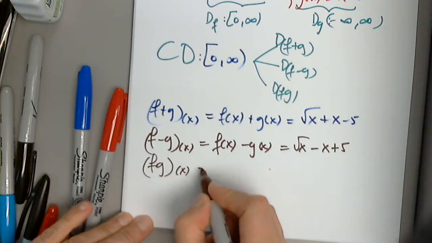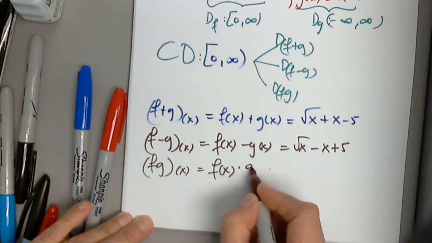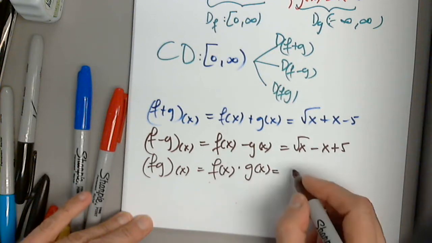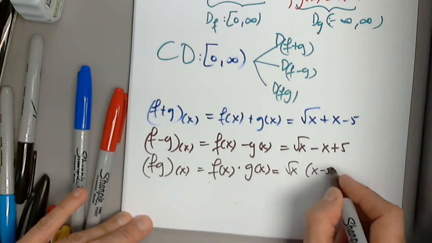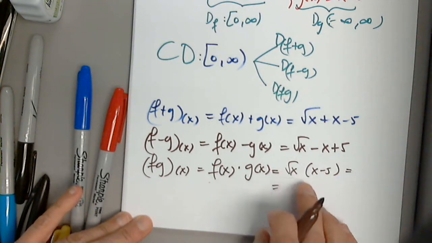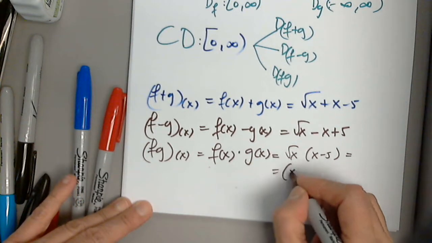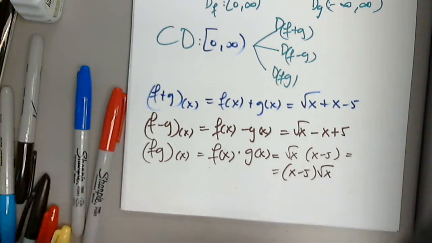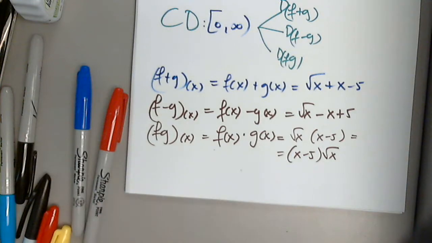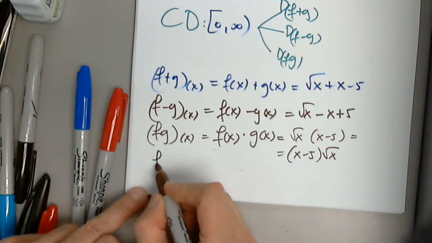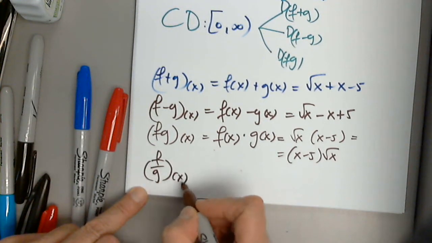Fg, by definition, is f of x multiplied by g of x, which is the square root of x times x minus 5. But we don't like to write anything behind the square root, so I recommend reversing them. Multiplication is commutative and associative, so 2 times 3 is 3 times 2. No one can further simplify this. Nothing else is needed here. There is a lot of writing here, but it's just writing, nothing sophisticated.